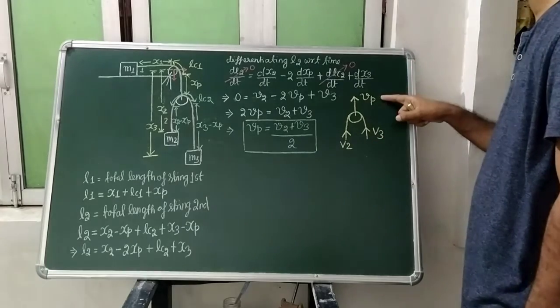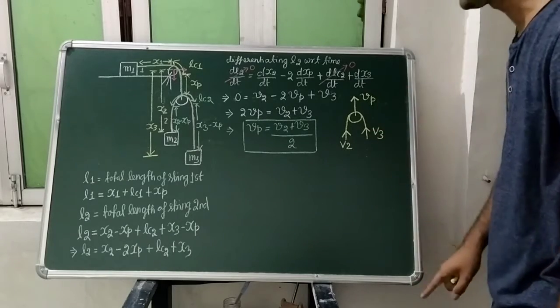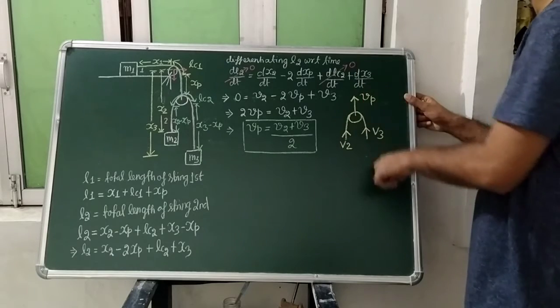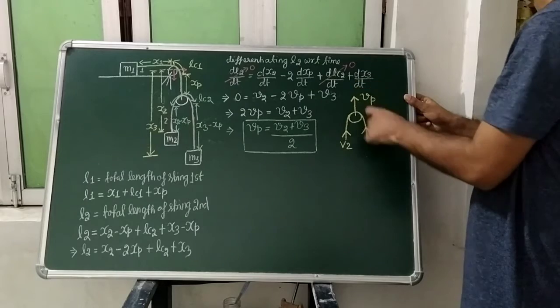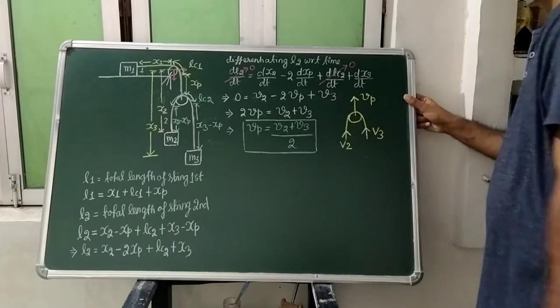Or if you have considered the velocities in the downward side, then this V2 and V3 will be in that downward side. Or if you have assumed one side up and one side down, so here V2 if you have considered in the upside, and here V3 if you have considered in the downside, then this will become minus V3.